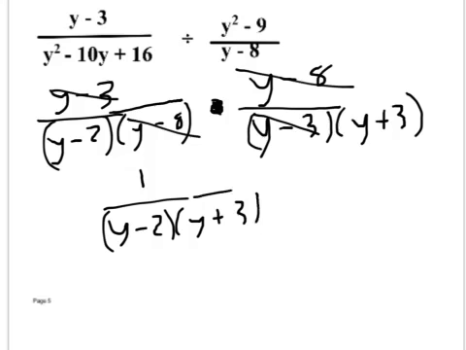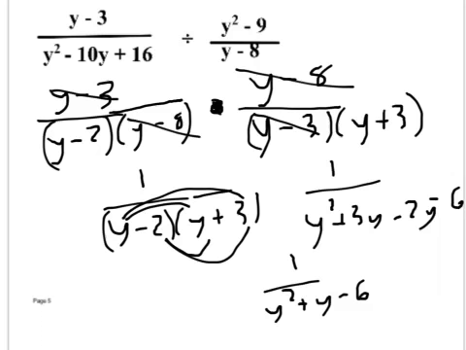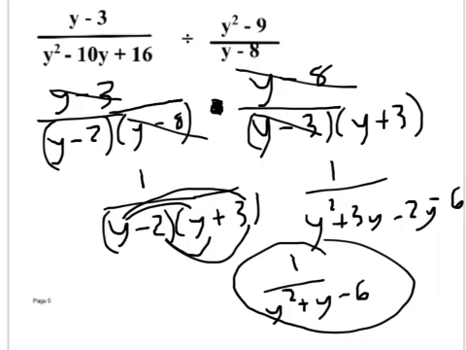Which I would leave it, but it might want you to multiply it out. So if you did, it'd be y squared plus 3y minus 2y minus 6, which would be 1 over y squared plus y minus 6. Okay, so there's your answer. Looking at the book's answer, they leave it as y minus 2 times y plus 3. Okay? All right, any questions? Here's your homework.